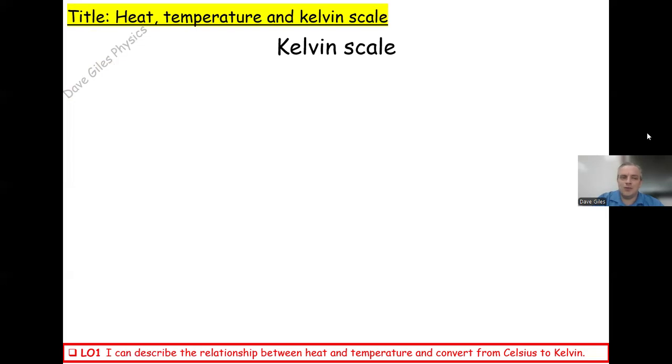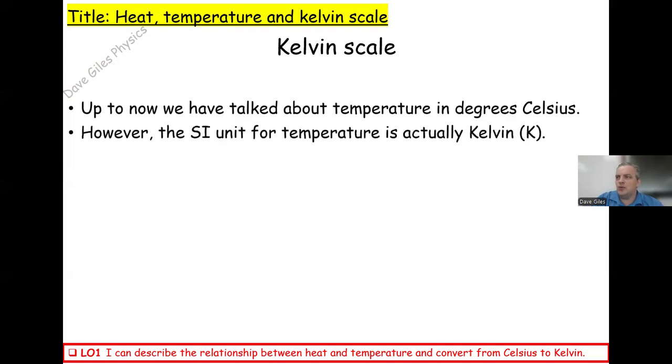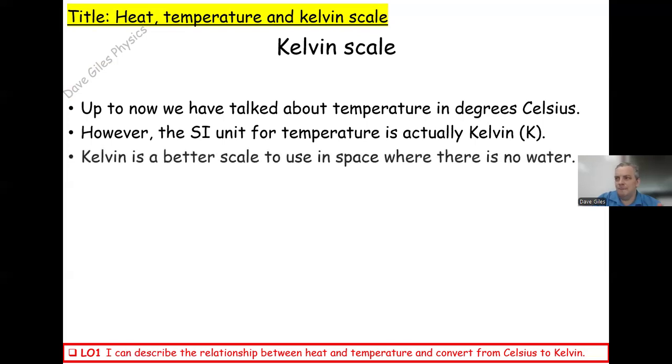Okay, so the next thing to look at is the Kelvin scale. Up to now, you've probably only looked at temperature in degrees Celsius. At IGCSE and at A level and above, in physics we generally use something called the Kelvin scale. The SI unit for temperature is actually the Kelvin. That's the standard unit for temperature, not degrees Celsius. It's a better scale for use in space where there is no water.